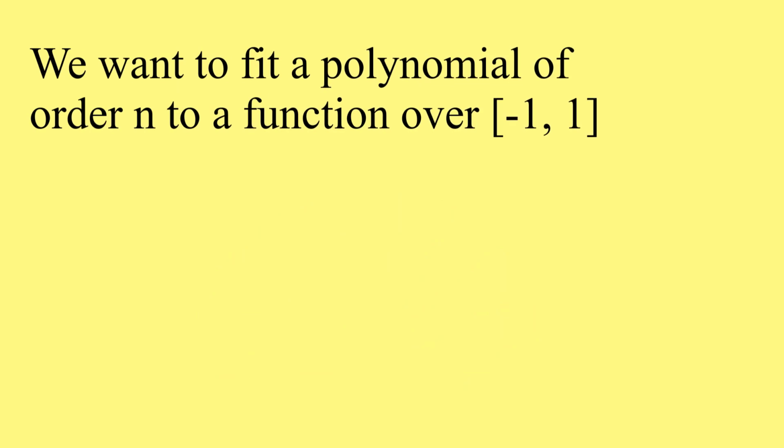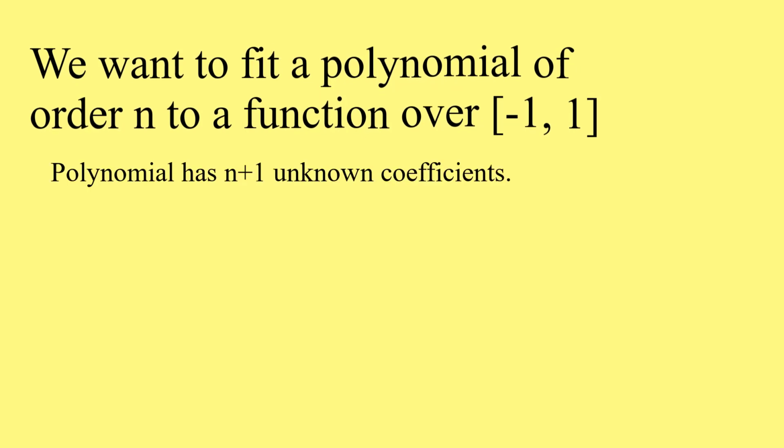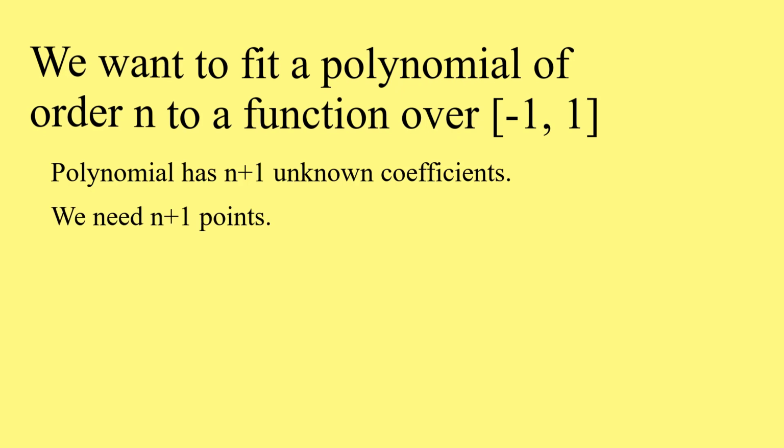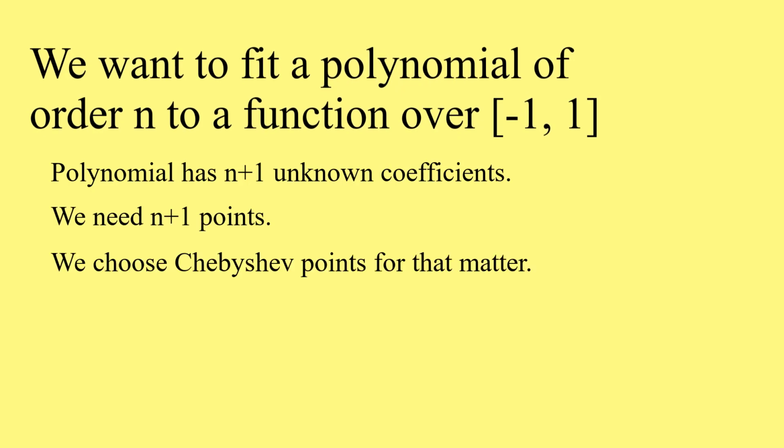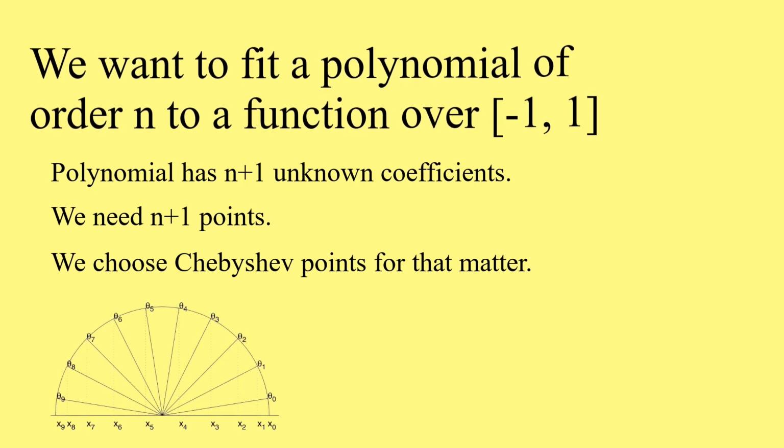So to summarize, imagine you want to fit a polynomial of order n to a function from minus 1 to 1. The polynomial is of order n, so it has n plus 1 unknown coefficients, so we need n plus 1 points. I choose these points as the zeros of Chebyshev polynomial n plus 1. So they are like this. Now using these points, we can fit a polynomial easily.